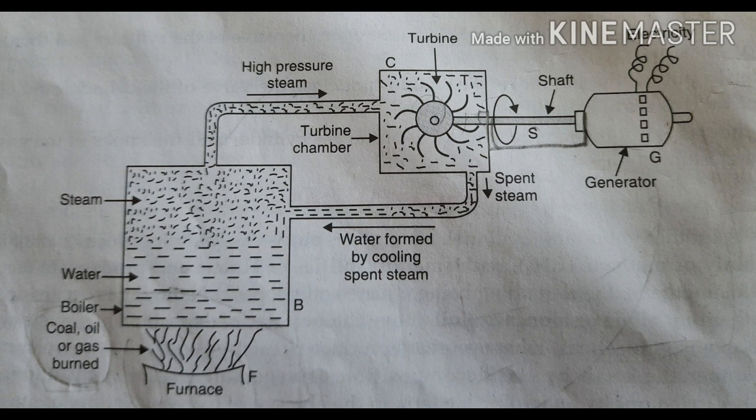This steam will now pass through a narrow pipe, because if the area is less, the pressure will be more. So this pressurized steam will force the turbine to move. As a result, the shaft, that is the connecting rod between the turbine and the generator, will move, and as a result will help the generator to work.